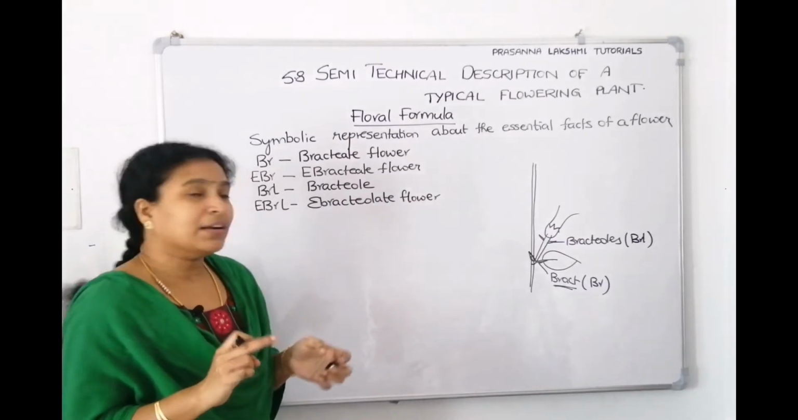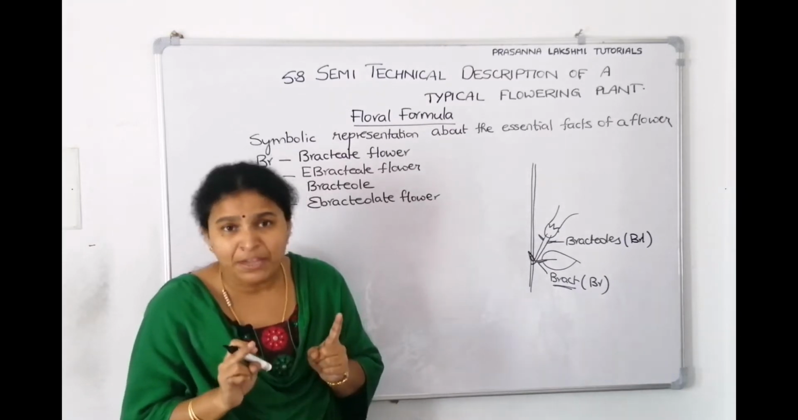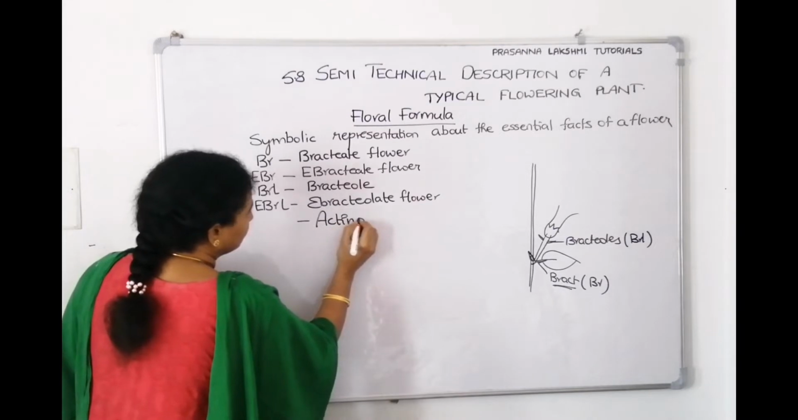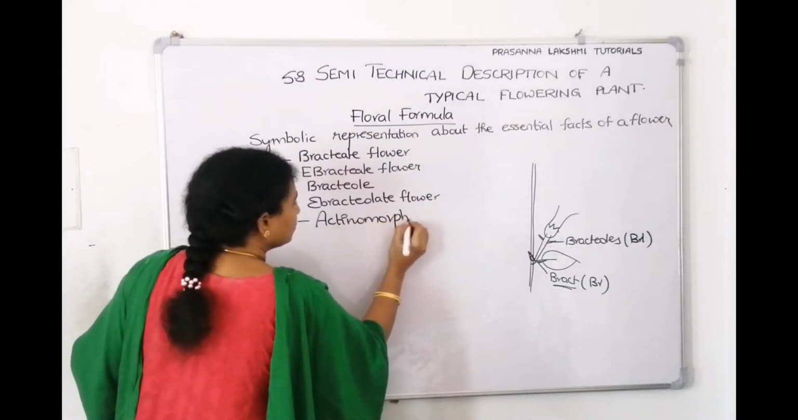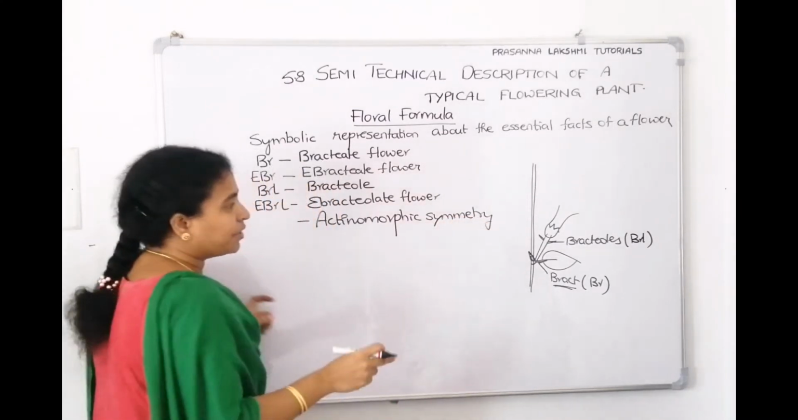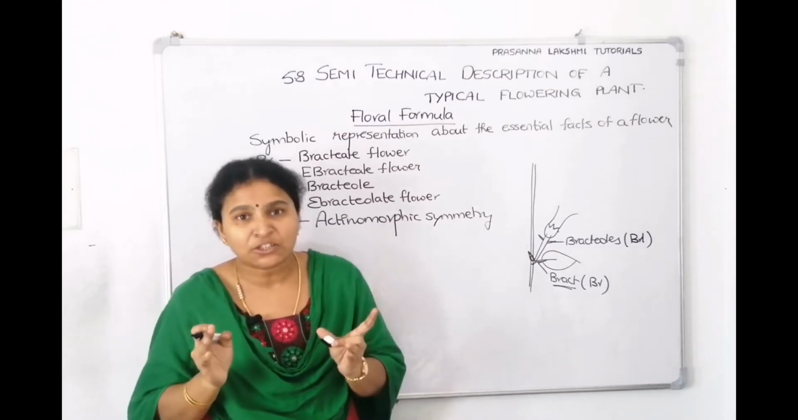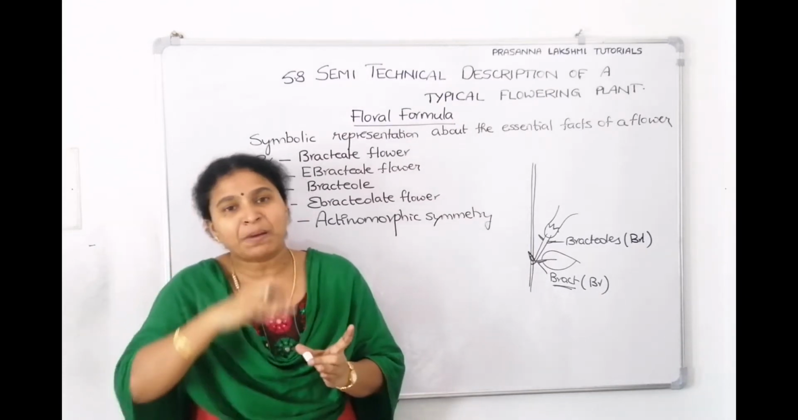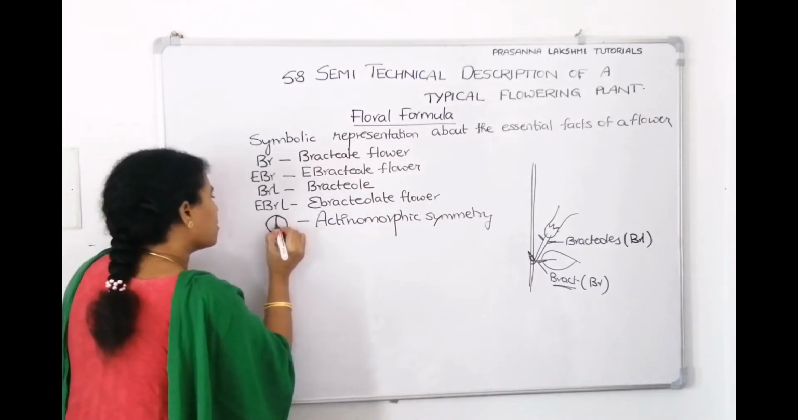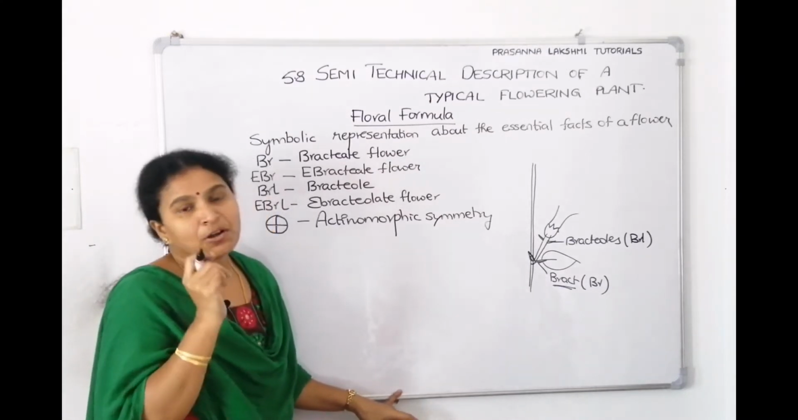Now, if the flower is having radial symmetry, that is actinomorphic symmetry, then what symbol do we use? For actinomorphic symmetry, any plane passing through the center, if it divides the flower into two equal parts, that is called actinomorphic or radial symmetry. Any plane, this plane or this plane. So we use a symbol like this: a cross within a circle. A cross within a circle symbolizes radial symmetry or actinomorphic.